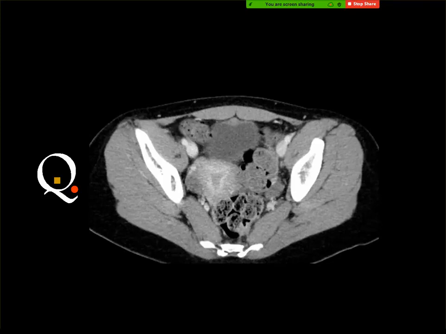Vesicorectal fistula. Vesico, where is the bladder? This is the bladder. Prostatic abscess. No, this is the uterus. Yes, it is the uterus, and this is the urinary bladder. Then you see at the anterior part of the urinary bladder this very small soft tissue mass.